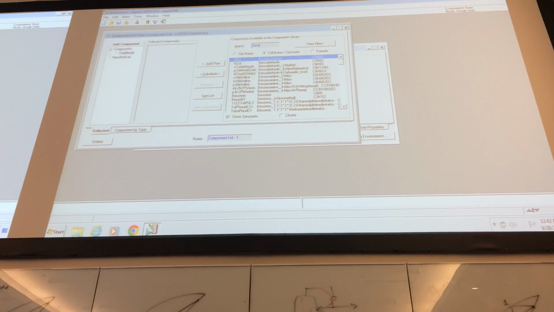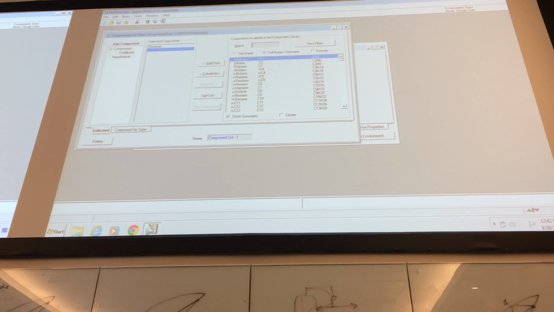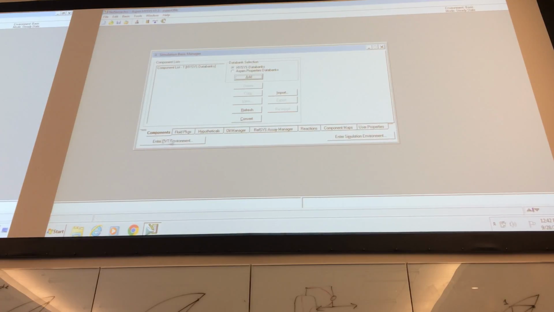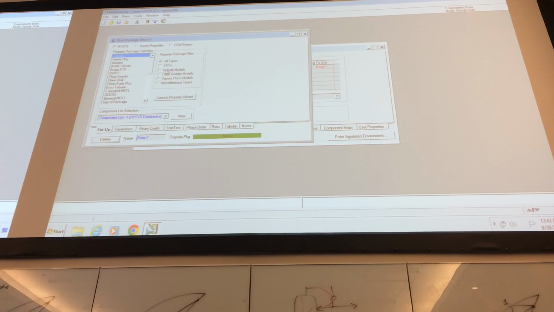We're going to use benzene, toluene. We'll add benzene and toluene. I will tell you the fluids package that you should use, the thermodynamics package. This time we're going to use Peng-Robinson.